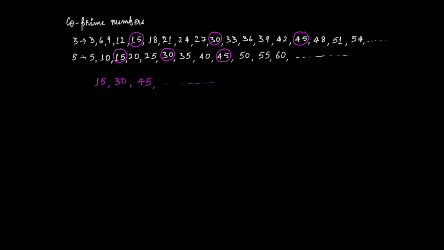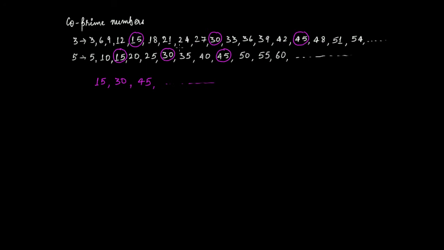Let's remind ourselves very quickly that co-prime numbers are those numbers which have only a single common factor, and that is the number 1. Only 1 is the common factor of 3 and 5, and no other common factors are possible for co-prime numbers. So 15, 30, 45, and many others will be the common multiples of these two co-prime numbers.